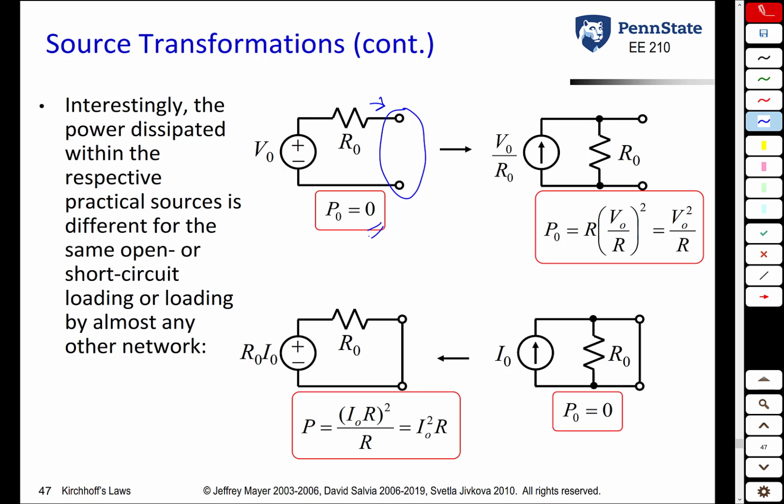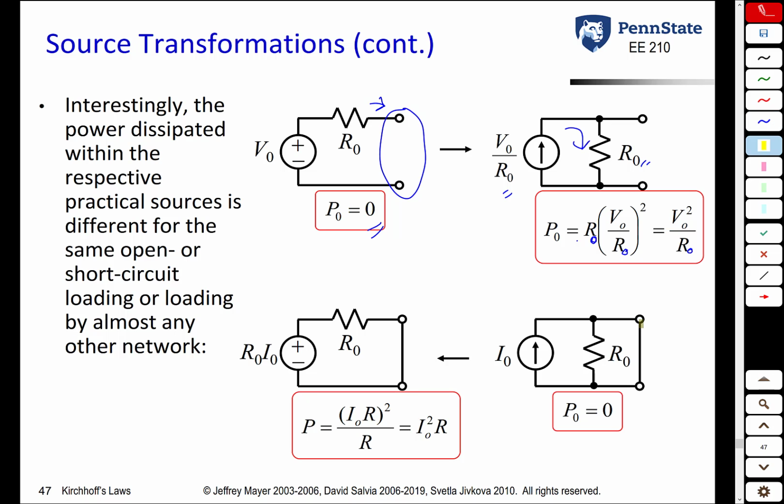If you do a source transformation, convert this voltage source and series resistance to a current source and parallel resistance, what you're going to see here is you're going to get current flowing through this resistor, and that current actually is what? V naught over R naught. So the power being absorbed by that resistor is its value, R naught, times the current squared. The current is V naught over R naught.